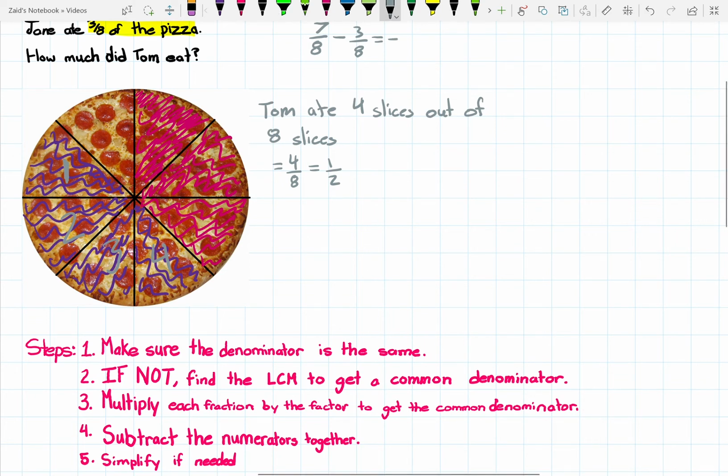So I would do 7 minus 3, and we will leave the denominator as its common denominator, and then let's subtract it. So we get 4 out of 8, and then step 5 is simplify if needed. So as we could see, we could still simplify this by dividing each by 4, and we would end with the answer of 1/2. So our answer is Tom ate 1/2 of the pizza.